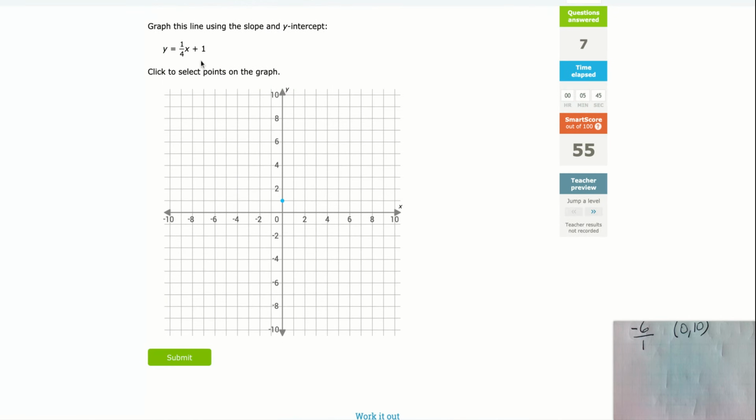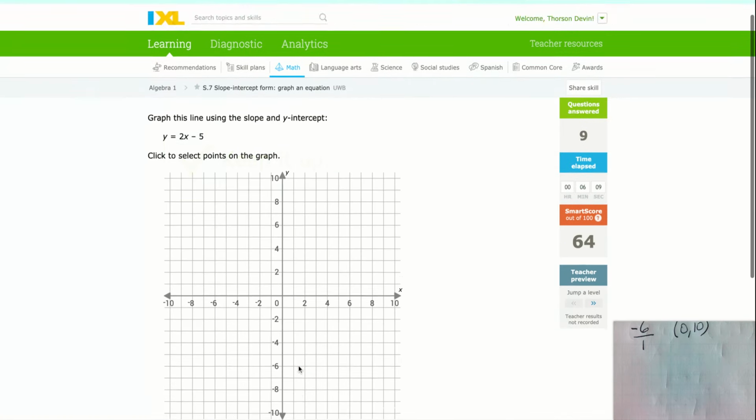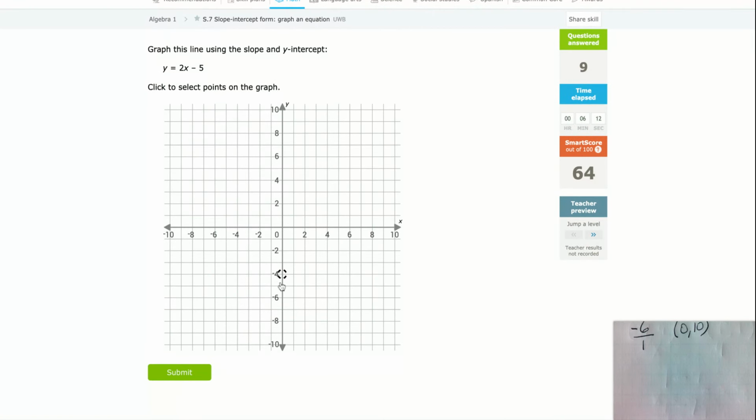Y-intercept of 1. Slope of 1/4, which means I go up 1 over 4. Y-intercept of 3. Slope of negative 1/2. That means I'm going to go down 1, negative 1, but positive 2. I could go a positive 1 and a negative 2, but just make sure if it's a negative slope, you're going downhill, going down from left to right. Negative 5 y-intercept. So I'm going to come down here. Positive 2 slope. That means I'm going to go up 2 and right 1. Think of it as 2 over positive 1.